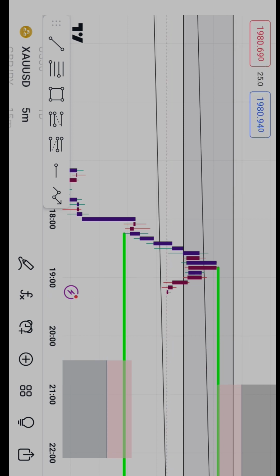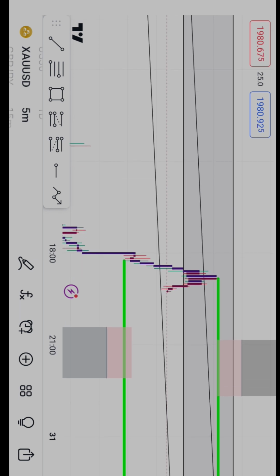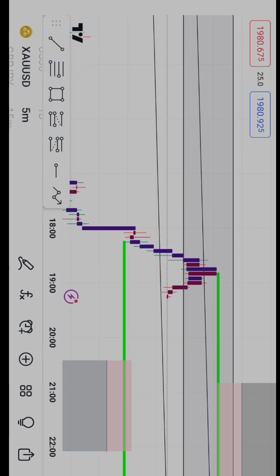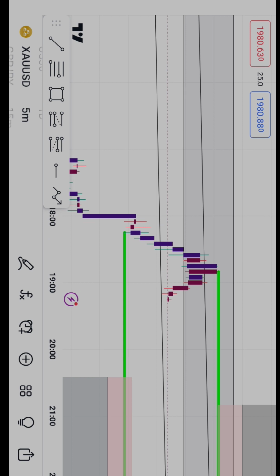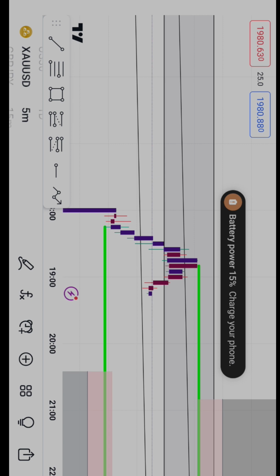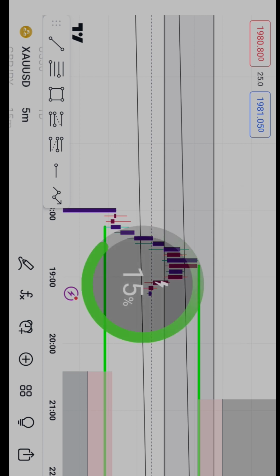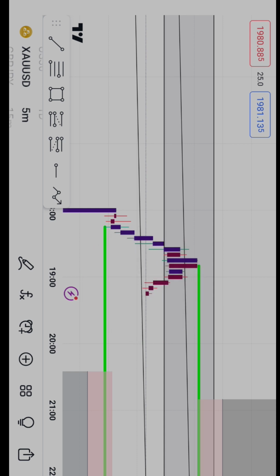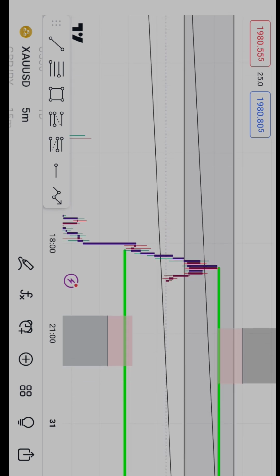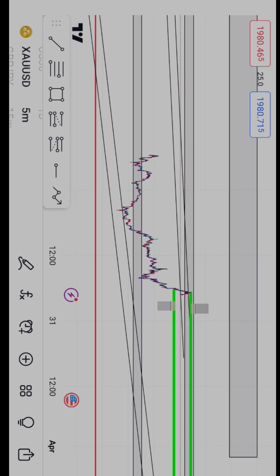So guys, never fall in love with your buys. Always look for both directions. Look for both scenarios. Don't just say, okay, I spotted a buy, now I'm going to look for a buy. No, it doesn't work like that. If you spot a buy, also spot a sell. Look for both opportunities. We look for both sides.